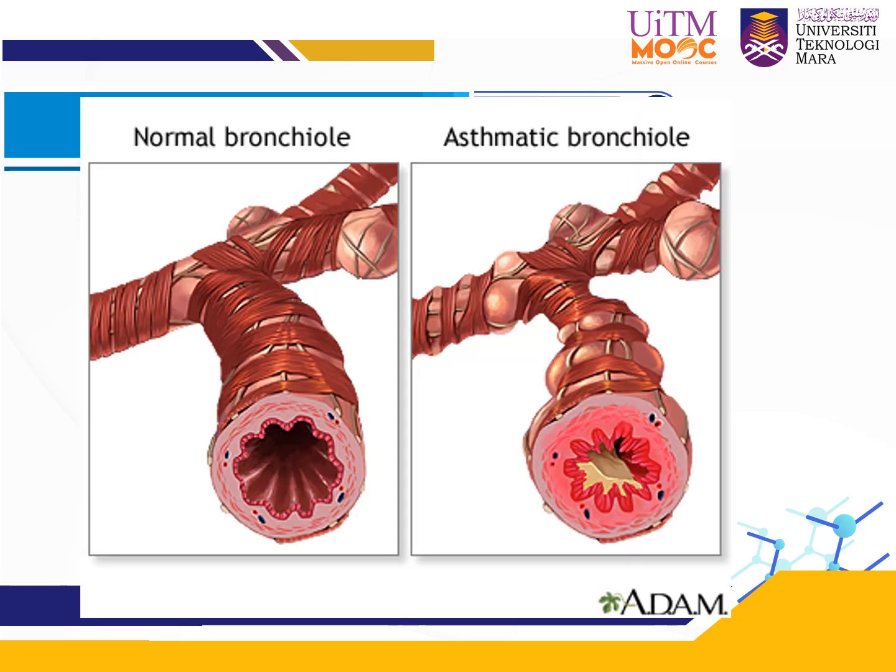So here is a comparison between a normal and abnormal bronchiole. In a normal bronchiole, you can see that the diameter is wide, allowing the air to go in and out smoothly. However, an asthmatic bronchiole, meaning a person who is having asthma, will have a very narrow bronchiole in which the air will not go in smoothly, and you can see there's a yellowish fluid inside the bronchiole. That is the mucus, which hinders the flow of air in and out, and therefore those who have asthma will have difficulty in breathing.